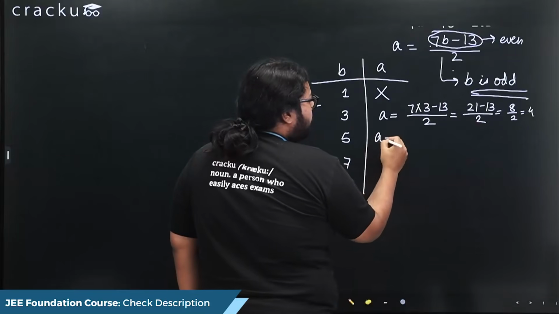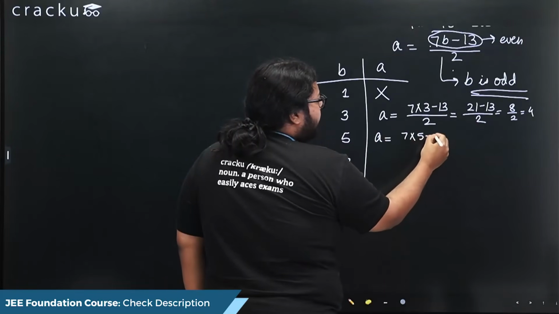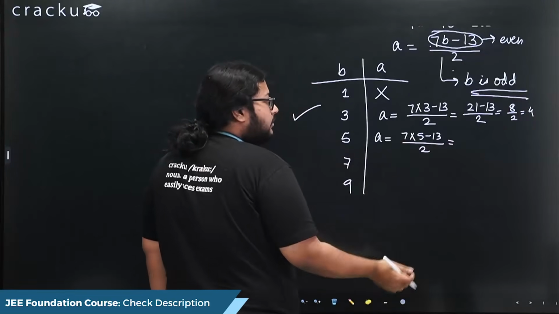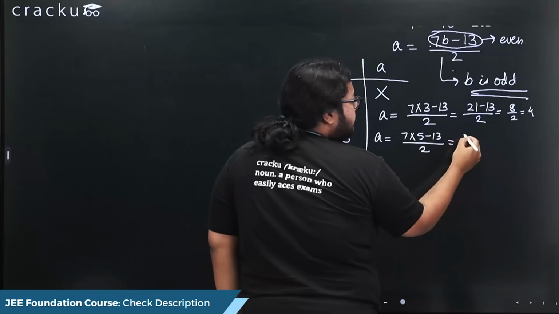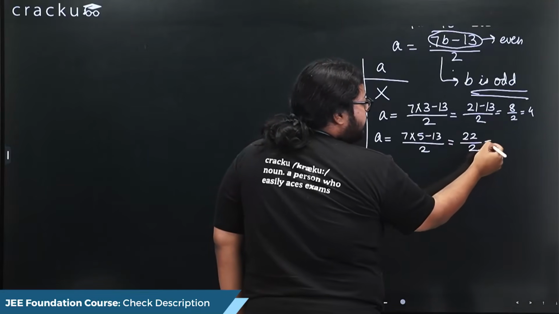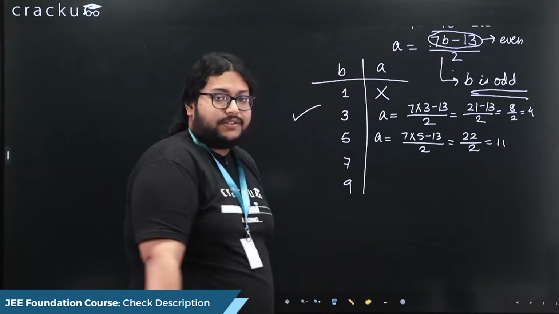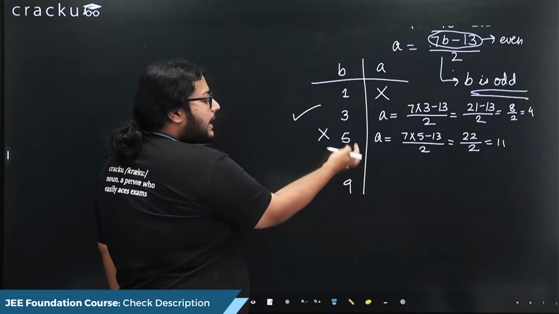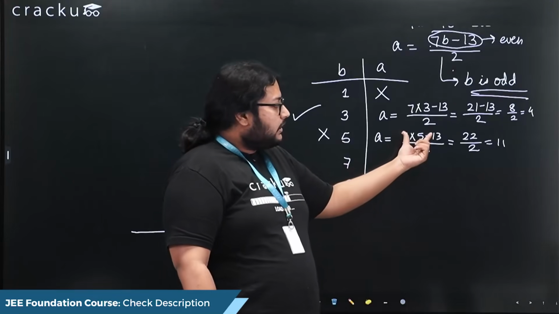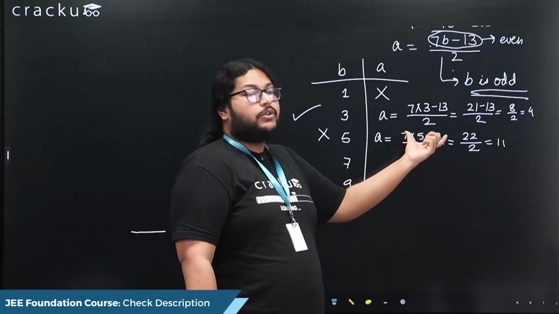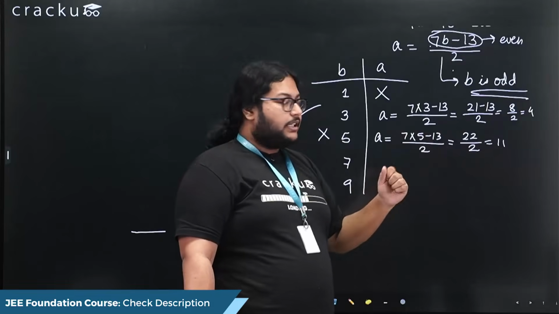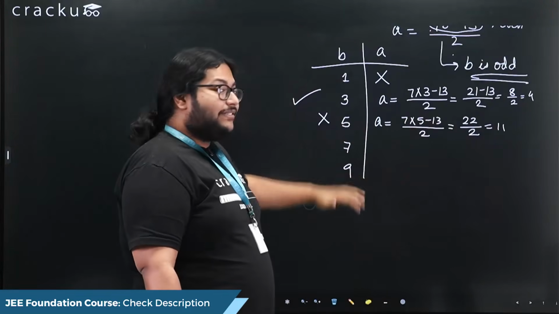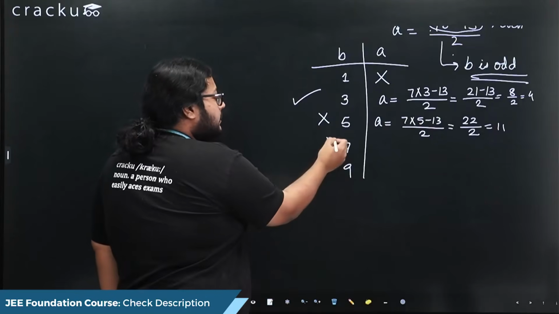If I put B to be 5, then A is equal to what? (7 into 5 minus 13) by 2, which is 35 minus 13, that's 22 divided by 2, which gives me 11. Can A be 11? A cannot be 11 because A is a digit. So if 5 is not working, the other numbers are also not going to work, because this keeps growing. If I take a bigger number, then it's going to give me bigger numbers. You can evaluate them, but these will also not work.